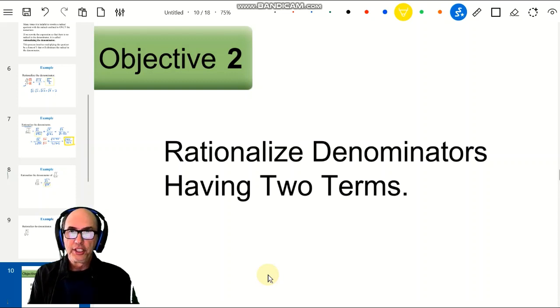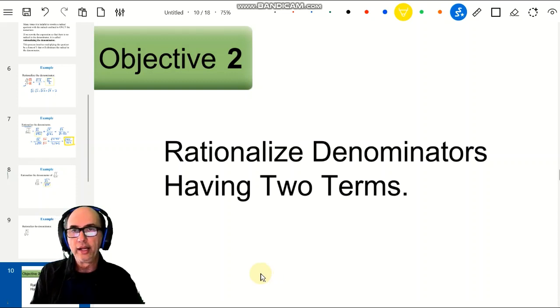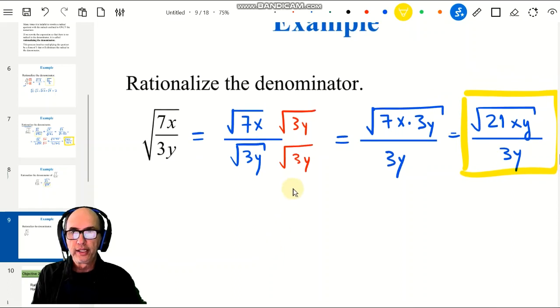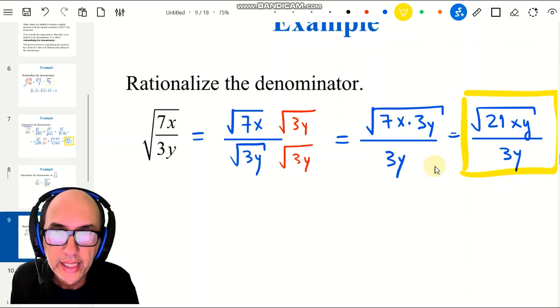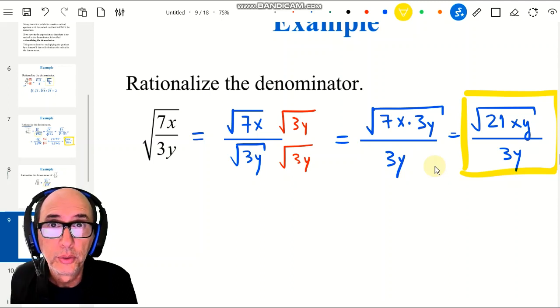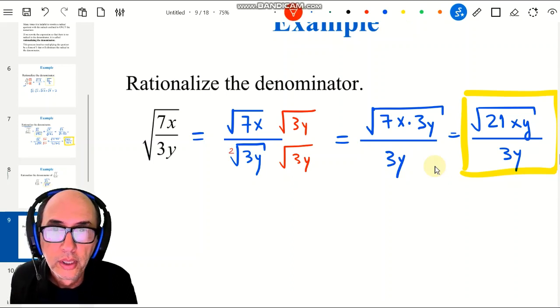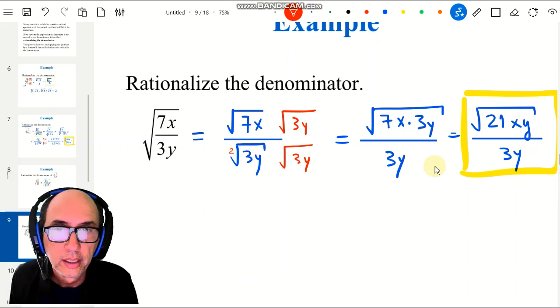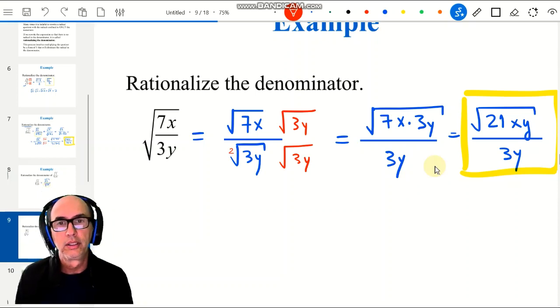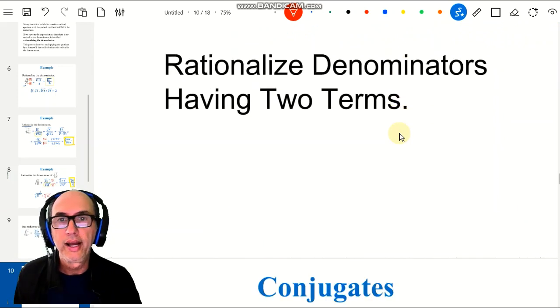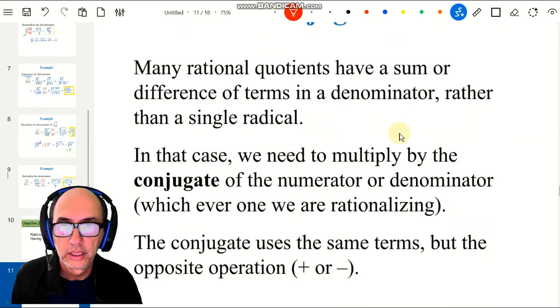Okay, if we have just one term on the denominator, it's kind of easy. We just find a number that multiplied will remove the root, right? In this case, if the index is 2, it's a square root, we're just going to have 3y times 3y, squared, and we'll cancel out the root. But what about if we have two terms? Let's see an example.